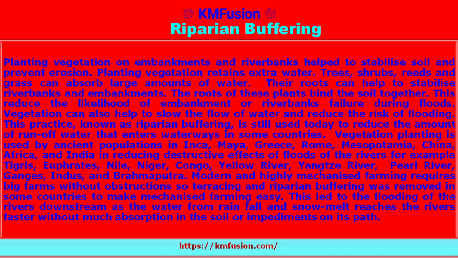Planting vegetation retains extra water. Trees, shrubs, reeds and grass can absorb large amounts of water. Their roots can help to stabilize riverbanks and embankments. The roots of these plants bind the soil together. This reduces the likelihood of embankment or riverbank failure during floods.